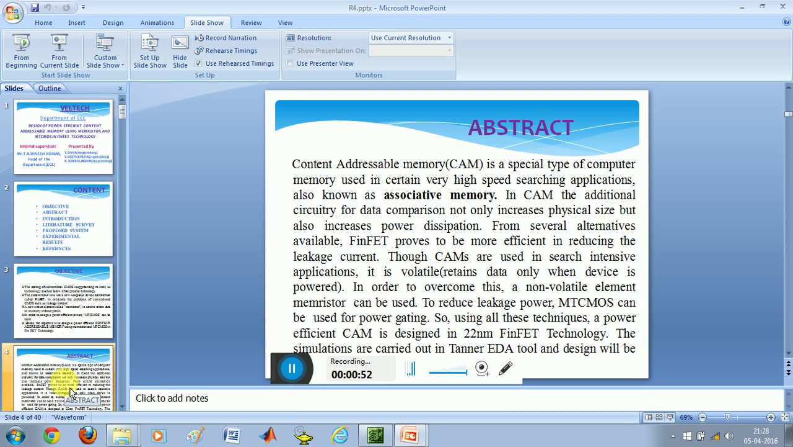And also the current trend is to have devices not only smarter but also compact. For this the chip size must be reduced. This can be achieved by transistor scaling. But the problem is when the transistors are scaled below 45 nm technology, the conventional CMOS fails to operate because of short channel effects. To overcome these effects and to reduce power dissipation from the several alternatives available, FinFET proves to be more efficient in reducing the leakage current. So in our project we are using FinFET instead of conventional MOSFET.